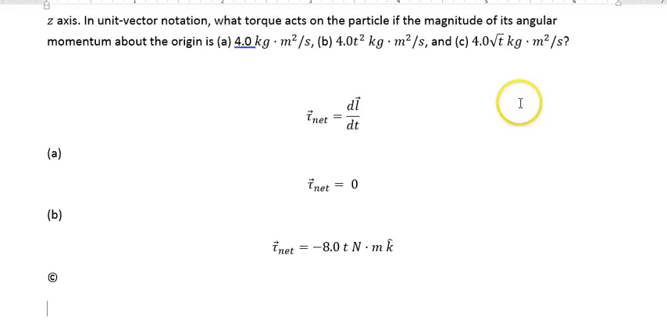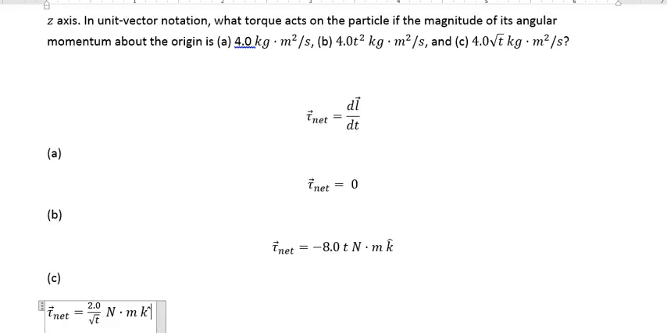All right. Okay, the next one, t to the 1/2. So we're going to take the derivative of that, tau vec net. Okay, so the derivative of 4 times t to the 1/2 is 1/2 times 4 times t to the minus 1/2. So 2.0 over the square root of t. And it's going to be newton meters.